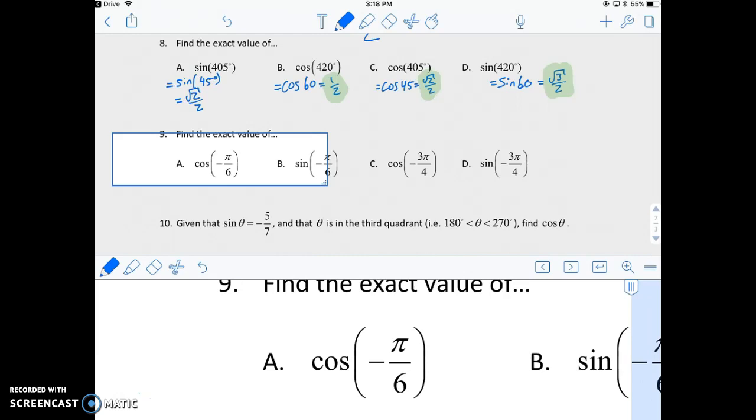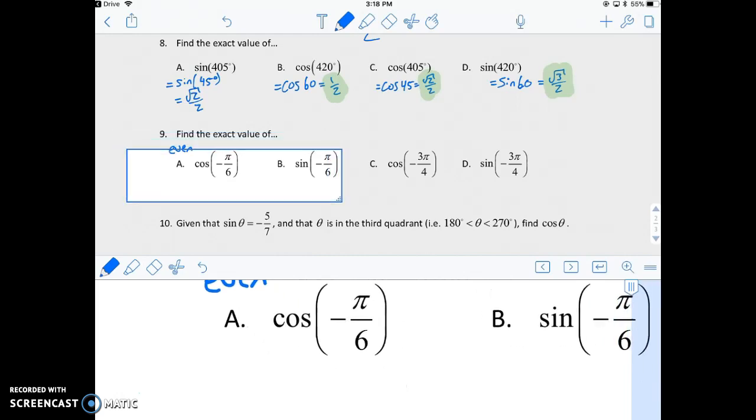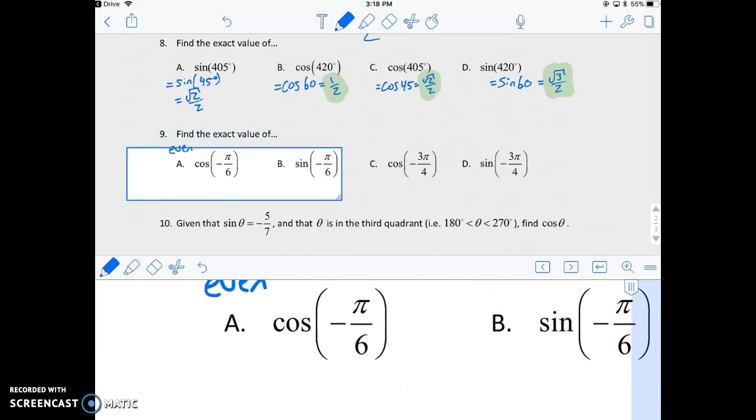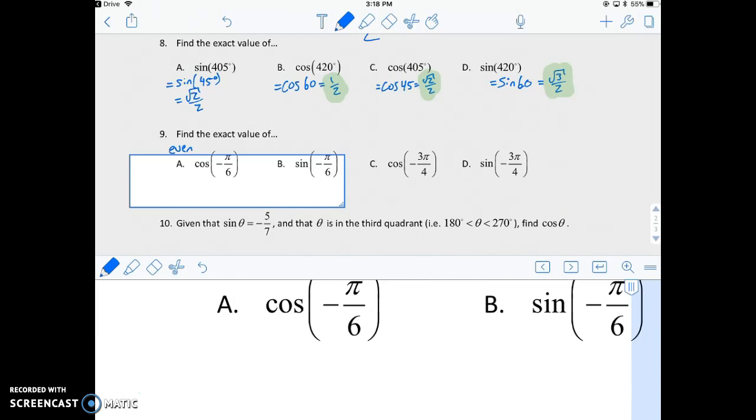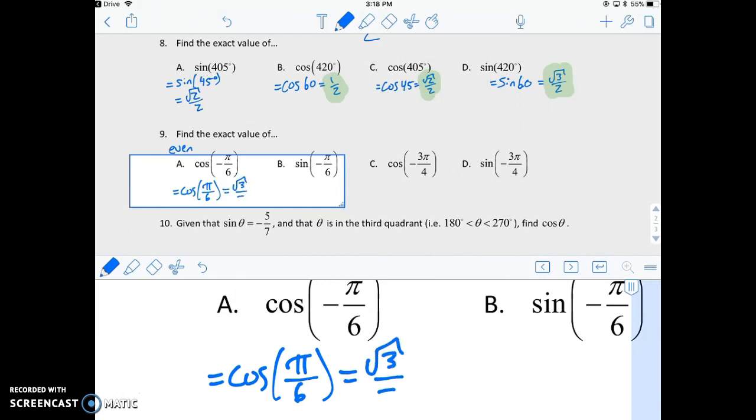We know that cosine is an even function, so what this means is cosine of a negative number equals the cosine of that exact positive number. Right? Even functions are symmetric over the y-axis, so this is going to equal, from our unit circle, the square root of 3 over 2.